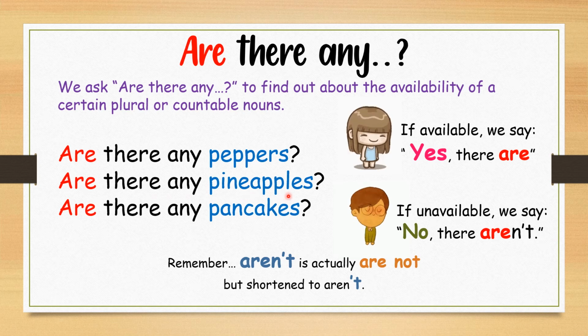Are there any pineapples? And the boy shook his head, saying, no, there aren't. Are there any pancakes? The boy is still shaking his head from left to right, saying, no, there aren't. Now, what is aren't? Aren't is actually are not. We use are not when we answer no. Are not is shortened to aren't. And we always use aren't when we answer no.